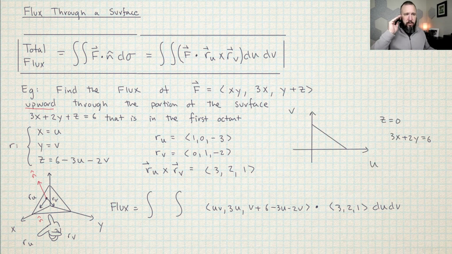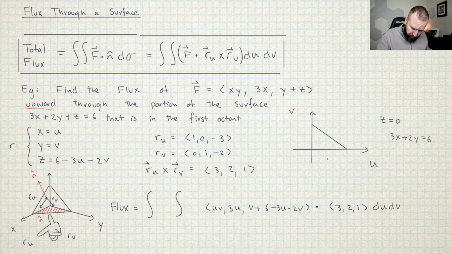Let me do that. For the limits of integration, what we need to do is pick all of the u and v values that give us points on the surface. So you can see this shadow right here in the xy plane is all of the u and v values that give us points on this surface. That shadow happens when z equals 0. So I just plugged z equals 0 into this equation, and it got me this. So this is basically just like our usual setup and integral trick here.